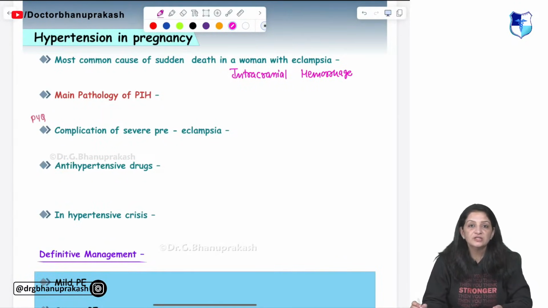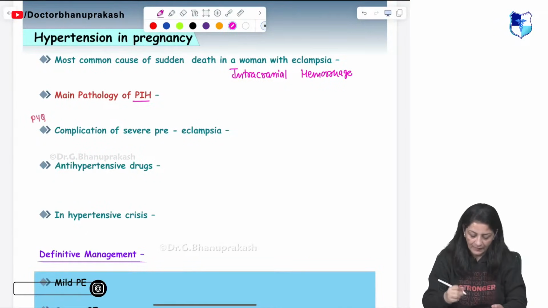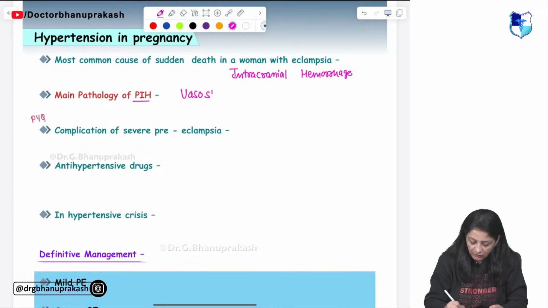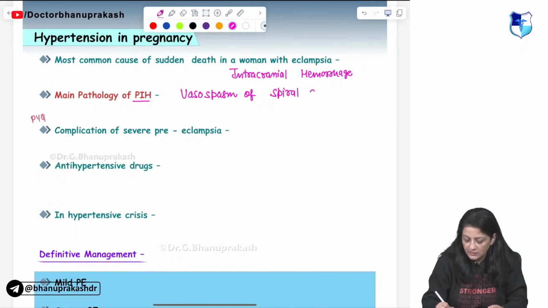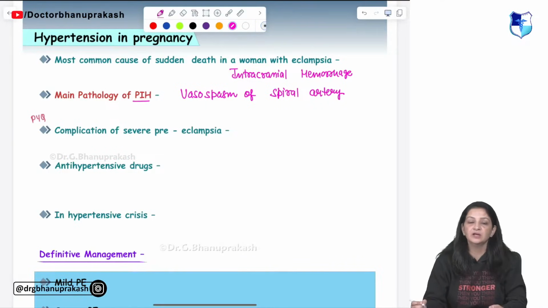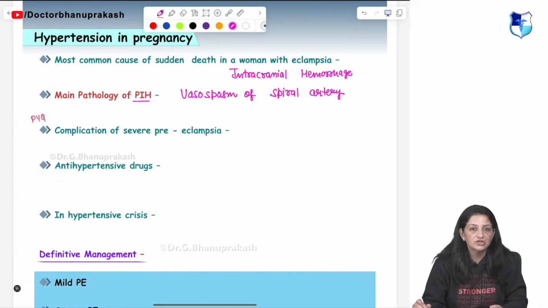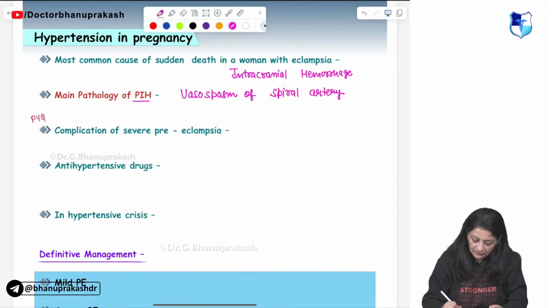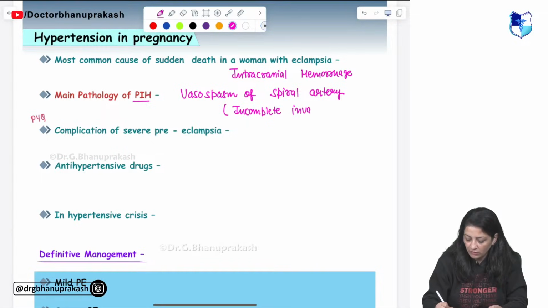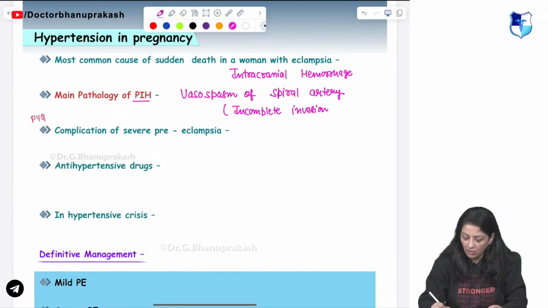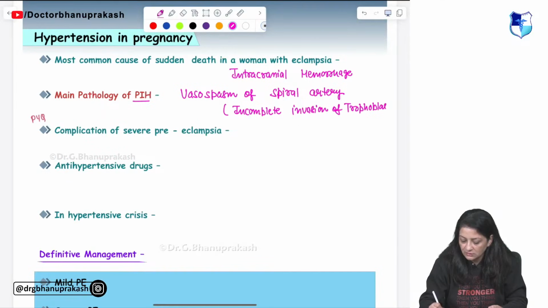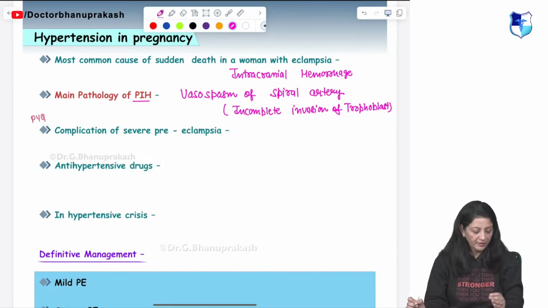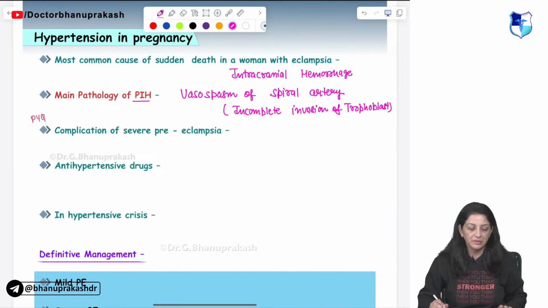Most common pathology of pregnancy-induced hypertension. Vasospasm of spiral artery because of incomplete invasion of trophoblast. Incomplete invasion of trophoblast. So this is the pathology of pregnancy-induced hypertension.